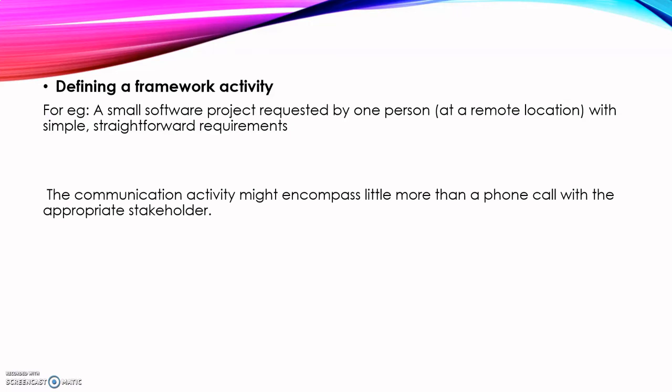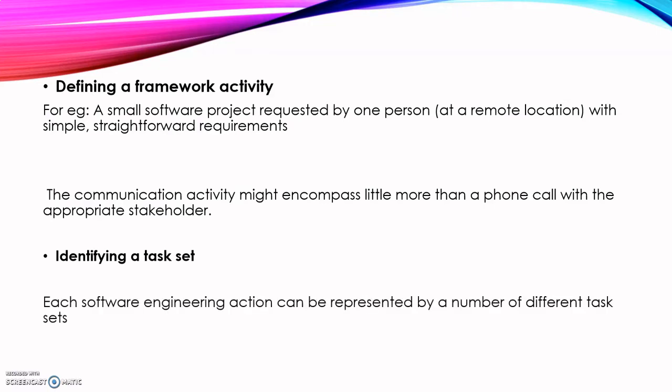Okay, the same as I said, the communication activity might encompass little more than a phone call with the appropriate stakeholder. Then, how can we identify a task set? Each software engineering action can be represented by a number of different task sets. Let's see how we can identify this. First of all, I'm giving a definition for what a task set is. A task set defines the actual work to be done to accomplish the objectives of a software engineering action. So, in order to achieve the objectives of a software engineering action, we are defining a task set.